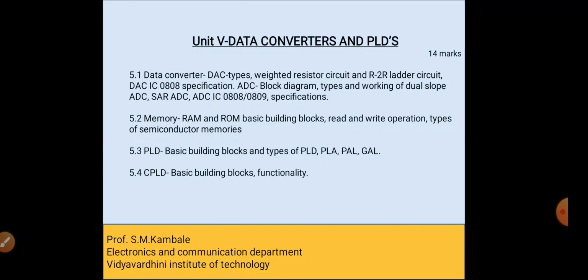Now the second is memory, that is RAM, random access memory, and ROM, read only memory. RAM is volatile memory and ROM is permanent or non-volatile memory. RAM is temporary memory. There are some PLDs and the last one is nothing but the CPLDs. Okay, here we can see the basic building blocks and functionality of CPLDs or PLDs.